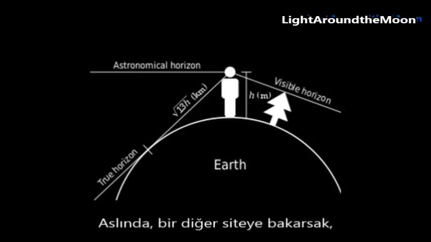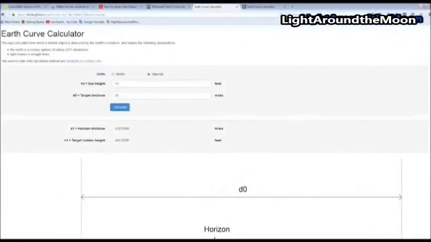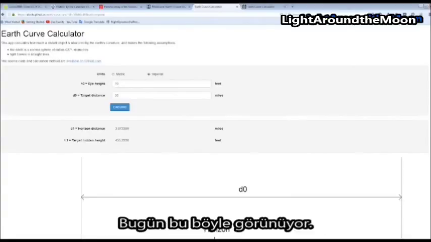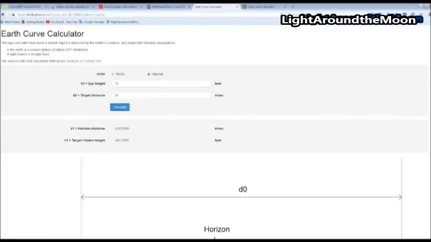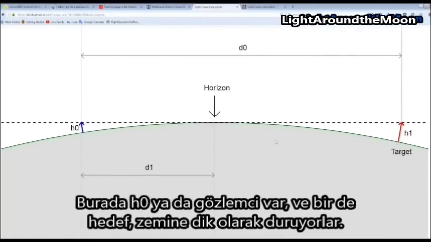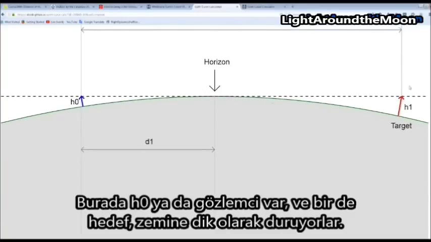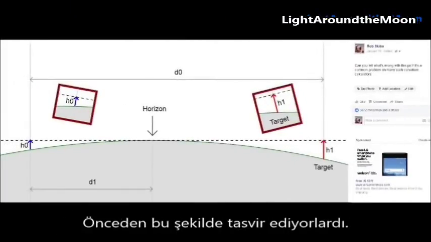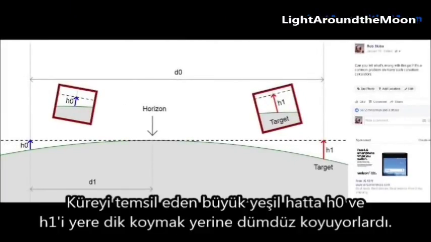In fact, if we go to this other one here, Earth Curve Calculator, a lot of people like to use this one. This is the way it looks today. But I'm going to tell you that's not the way it has always looked. They've got the H0 or the observer here and the target perpendicular with the ground. But this is a recent change to the website. This is the way they used to depict it. They used to have H0 and H1 straight up and down instead of perpendicular with the green line representing the globe.